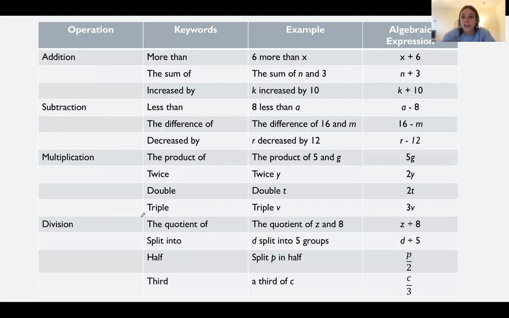So here's a chart that explains the operations and keywords. For addition, the keywords you should look for are more than, the sum of, increased by. Some examples: 6 more than x, the sum of n and 3, k increased by 10, and then these would be the algebraic expressions. So x plus 6 would be 6 more than x. N plus 3 would be the sum of n and 3, and k increased by 10 is k plus 10.